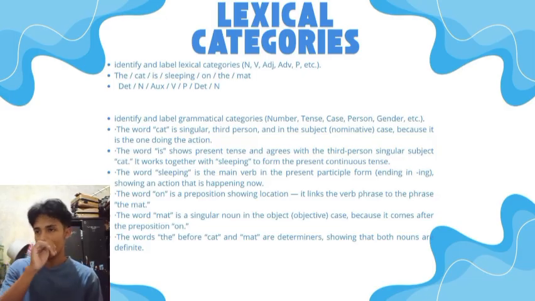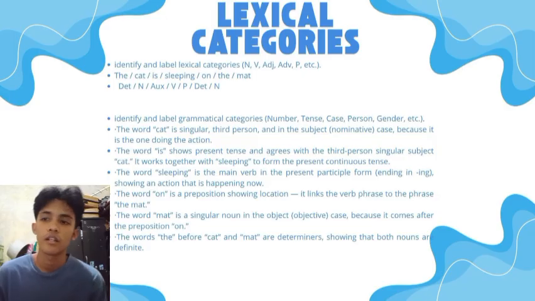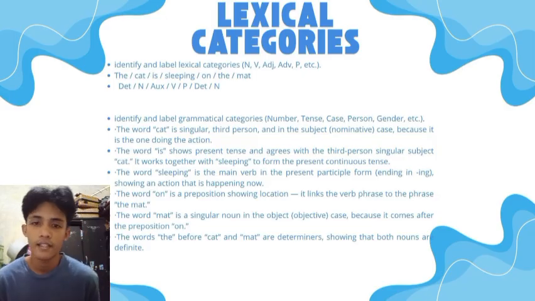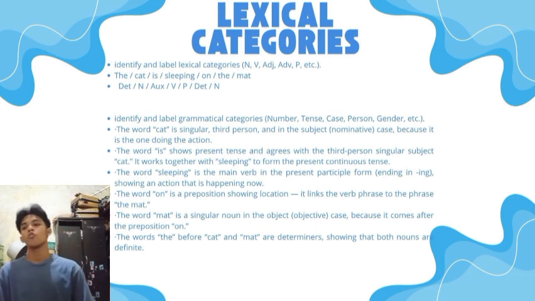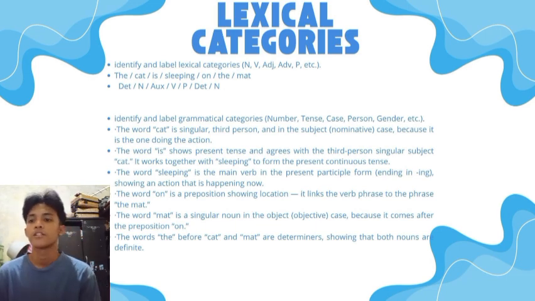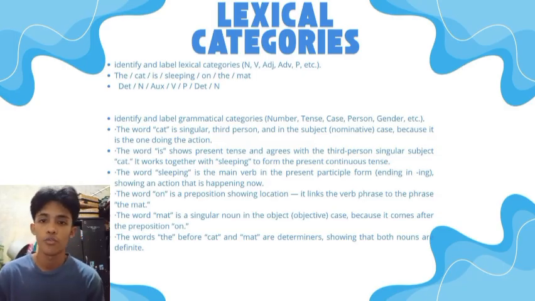So now I will identify and label grammatical category. The word cat is singular, third person, and its subject nominative case because it is the one doing the action. The second, the word is is present tense and agrees with the third person singular subject cat. It works together with sleeping to form the present continuous tense. The next is the word sleeping is the main verb in the present participle form, ending showing an action that is happening now.